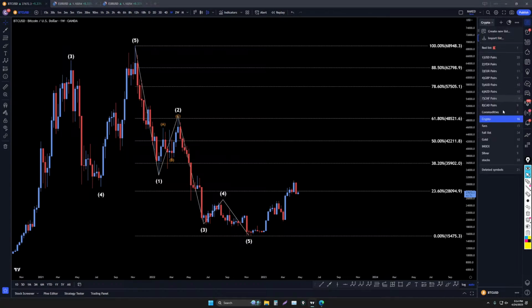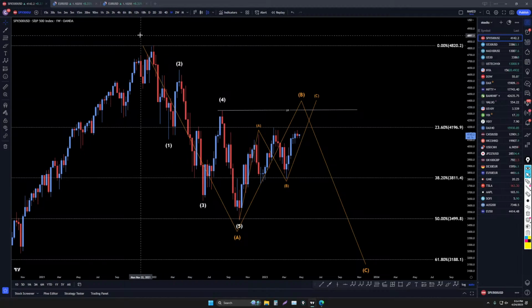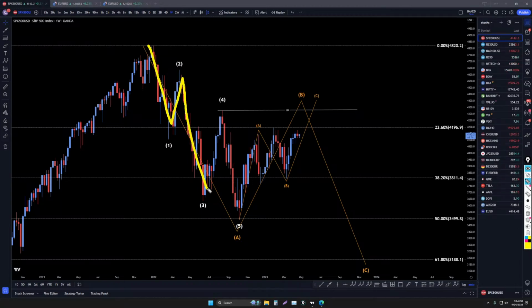So let's switch over to the stock market. Let's look at the S&P 500 first, which is still going up, which is good because I do think that we need to go up more. I still think this is a downtrend. 1, 2, 3, 4, 5 of A. This looks like an A. 3 waves down for the B, and I still think that we're going up for a wave C.